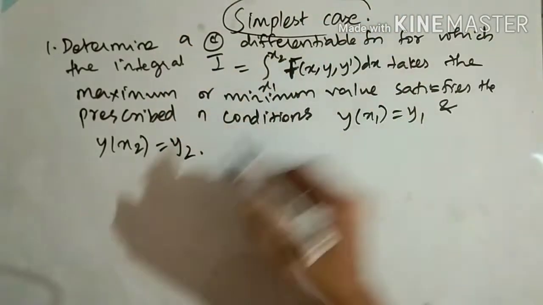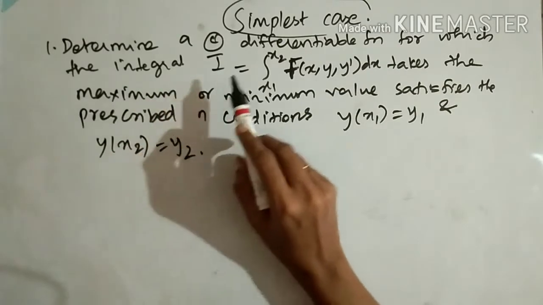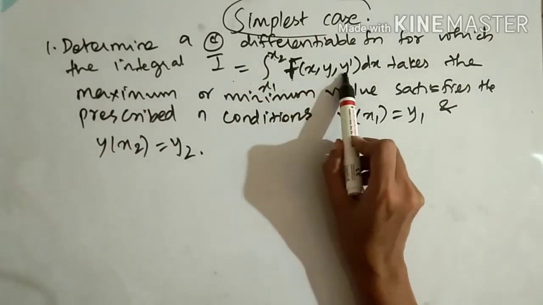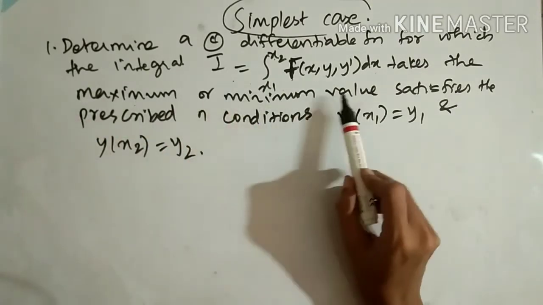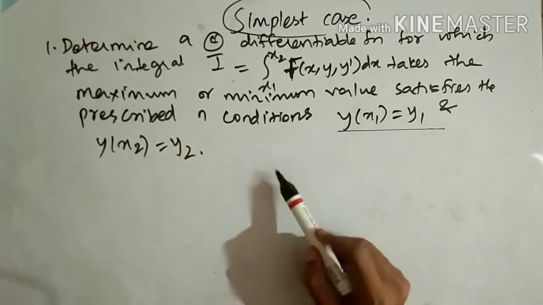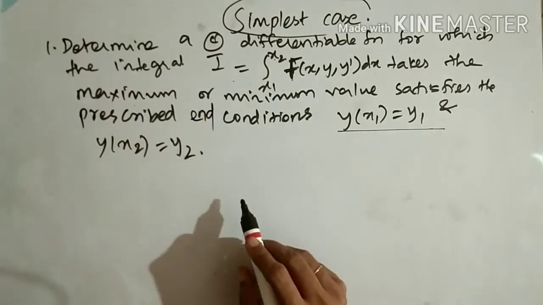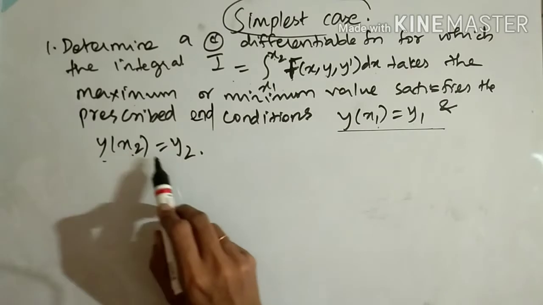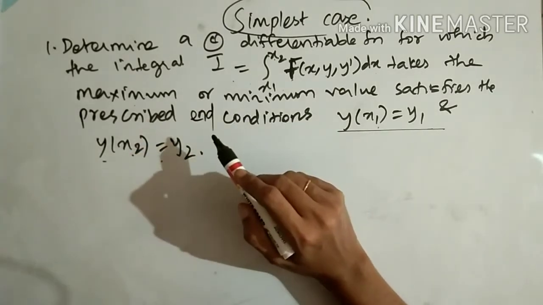Simplest case. Determine a continuous differentiable function for which the integral I equals the integral from x1 to x2 of f(x, y, y') dx takes the maximum or minimum value and satisfies the prescribed end conditions, that is, y(x1) = y1 and y(x2) = y2. Let's see how to find it.